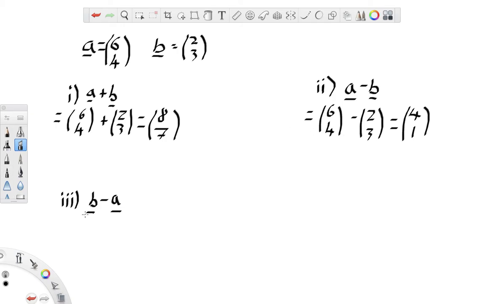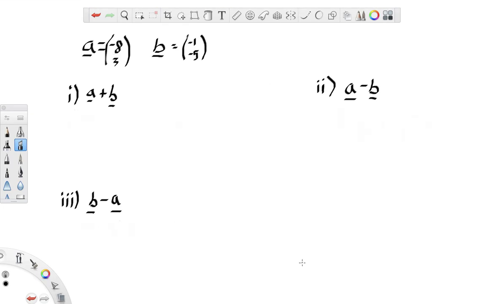And then question 3, we've got B minus A. So that is, well, B was 2, 3, so we write that here, and we're taking away 6, 4, so the vector A. Again, it's the same as what we've just been doing in question 2. We take our horizontal components away, so 2 minus 6, well, that's minus 4. And then we've got 3 minus 4, which is minus 1. So our vector B minus A is minus 4, minus 1.